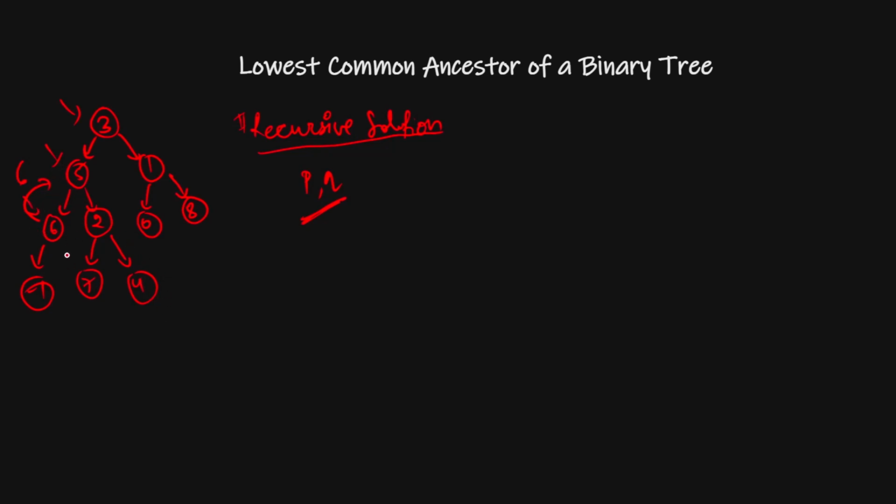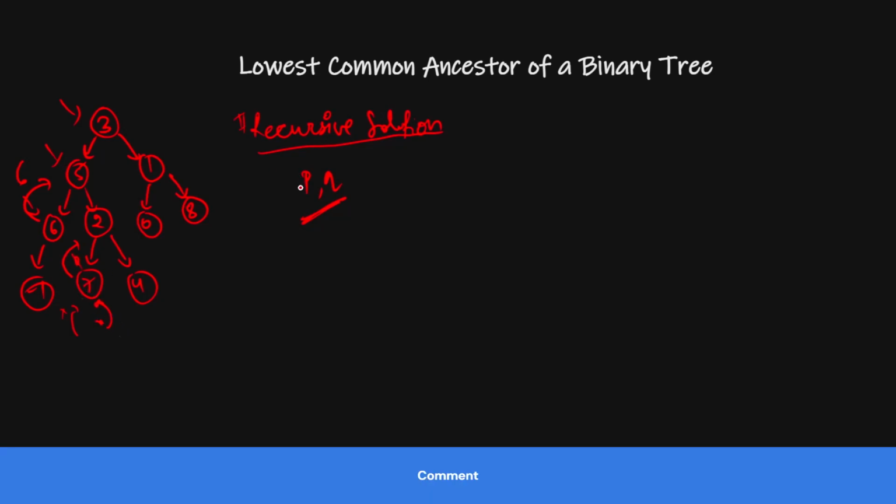Now I will go to its right, and from its right I will go to its left. From here I will return null, and from here, because this is also null, it will also return null. So what should this 7 return? Should it return 7 or something else? It will also return null.